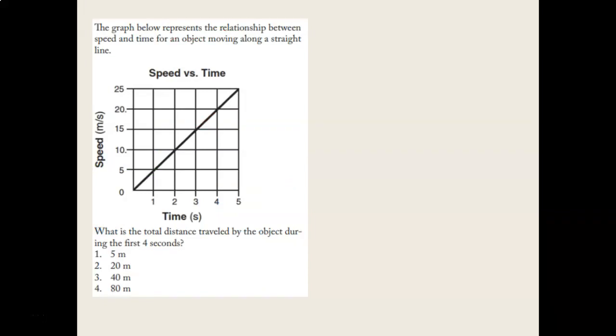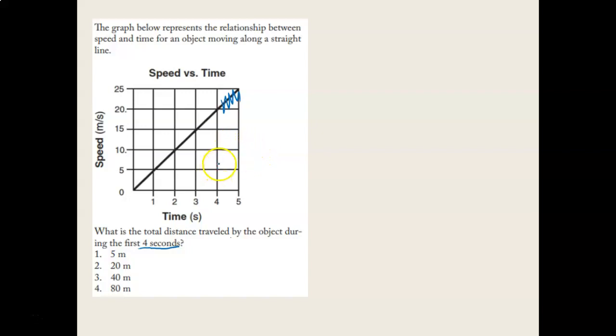We're going to do this problem two ways. First way: the graph below represents the relationship between speed and time for an object moving along a straight line. So we have time on this axis, we have velocity or speed on this axis, and it's asking us how far did we go? What is the total distance traveled during the first 4 seconds? This graph actually shows us the first 5 seconds, so basically we can ignore this piece up here. We're only looking for the first 4 seconds.